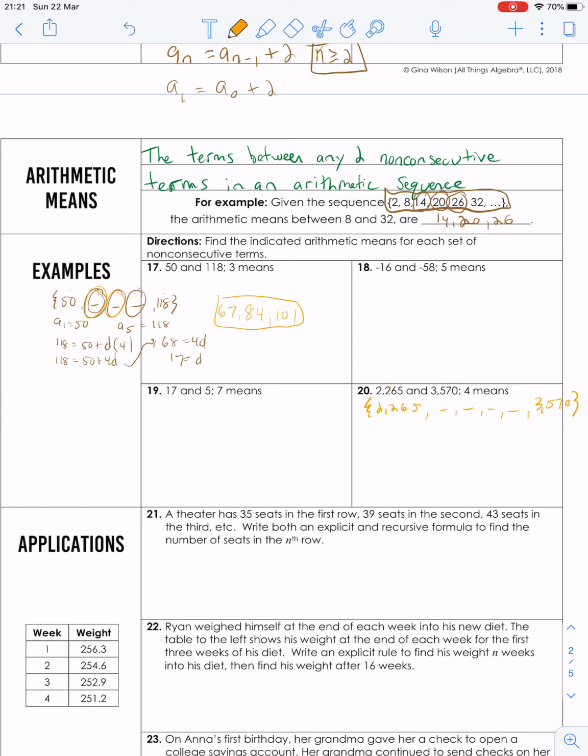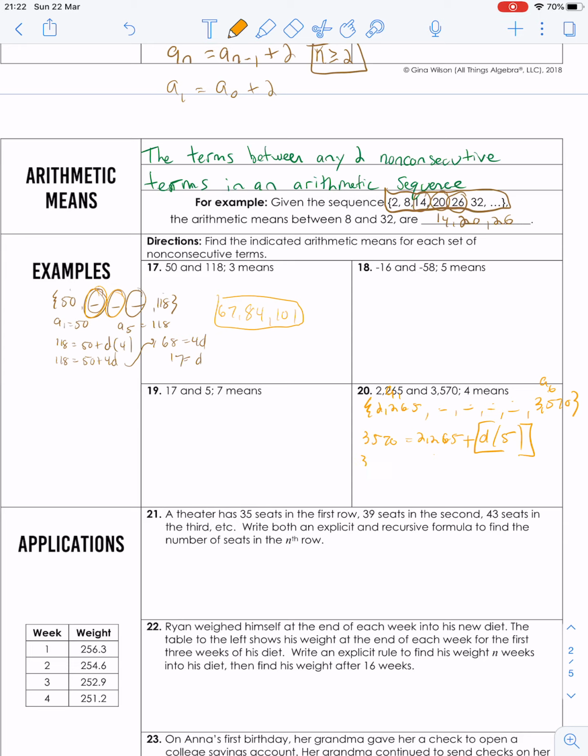Okay, so this is A1, 2, 3, 4, 5. This is A6. So there's going to be 5 terms between them. So we get 3,570 is going to equal the first term plus whatever D is times how many terms between them. And there's 5 between 6 and 1. That's 5 terms. It's the first term plus the rest. This is the rest. 5 times whatever the difference is.